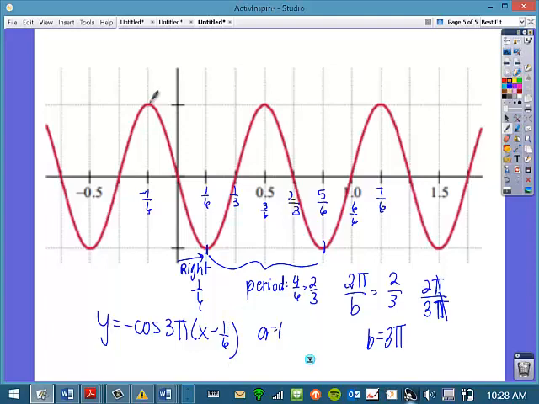But you can also think about it as a smile. So you're actually shifting it to the left 1/6. And it's positive because it's a smile. So you can also think of this as y equals cosine of 3 pi times x plus 1/6. So both of those are correct. Either way you look at it, they're both correct.